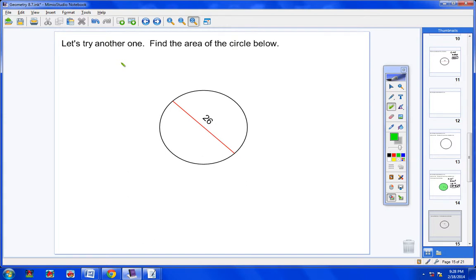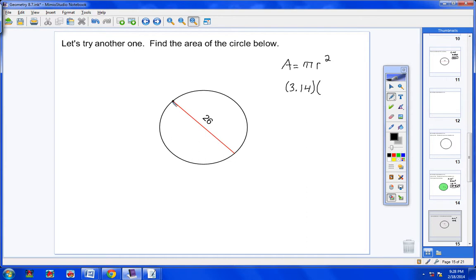Let's try another one. Let's find the area of the circle below. So we use the same formula for area. Area equals pi r squared. You can work ahead or watch me. First of all, for pi, I'm going to substitute 3.14. Now be careful with the radius. I've given you the diameter.